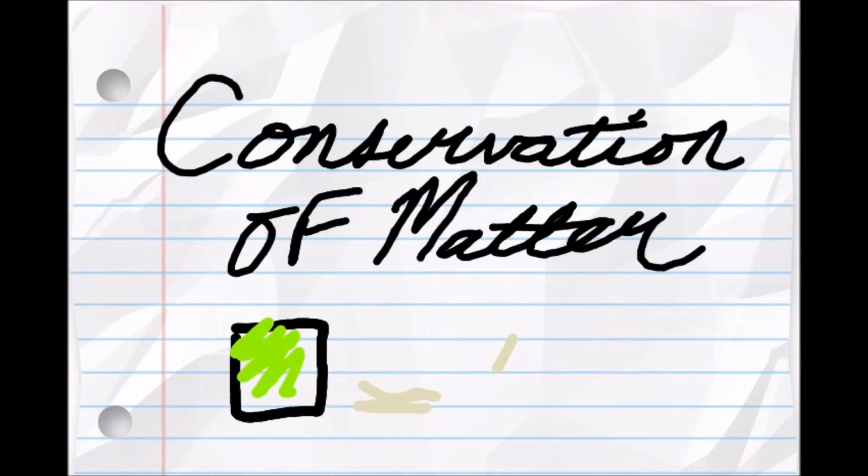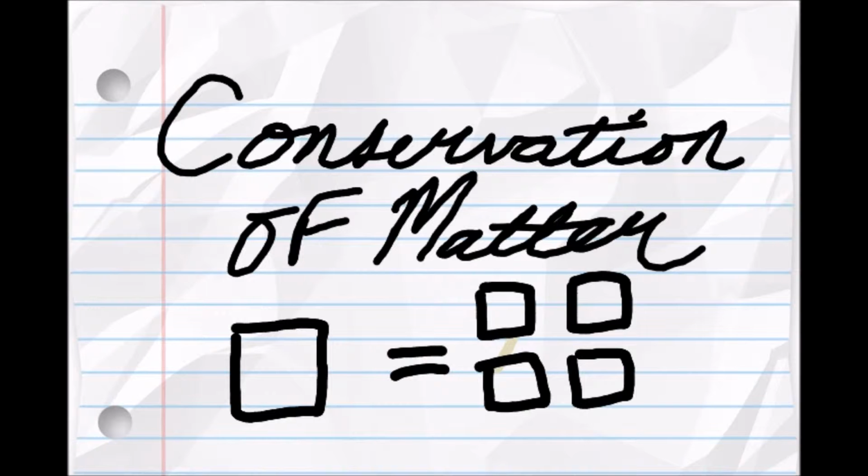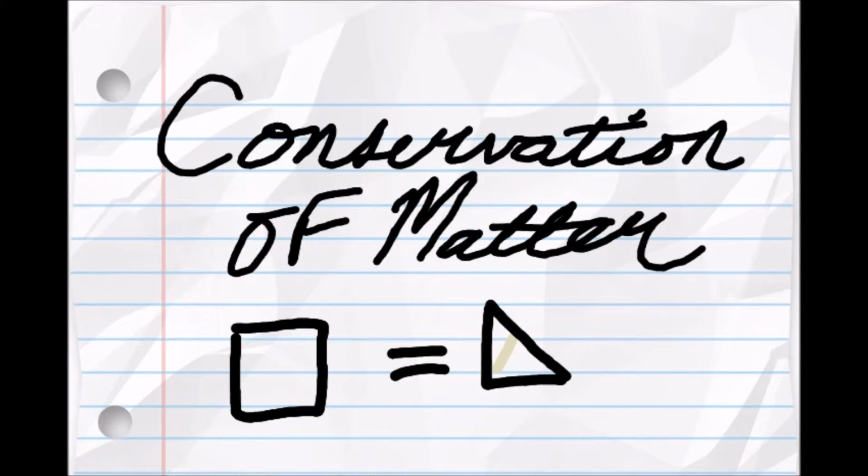It could be a green square, but it doesn't really matter. You wouldn't expect the square to just suddenly turn into nothing. The square could be cut into 4 separate pieces, all squares, or it could be cut into 2 triangles. But regardless of how you cut it, it's the same square. Let's apply this principle to the Earth and the various elements that it contains.